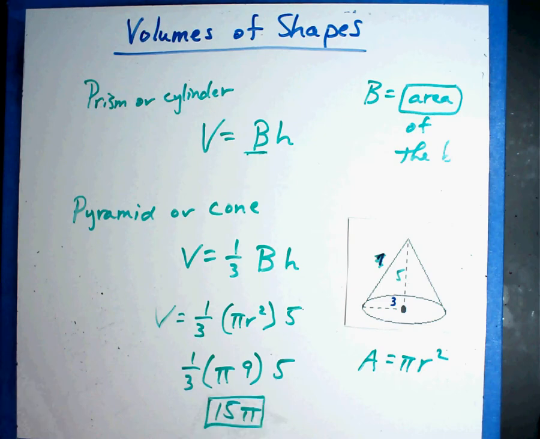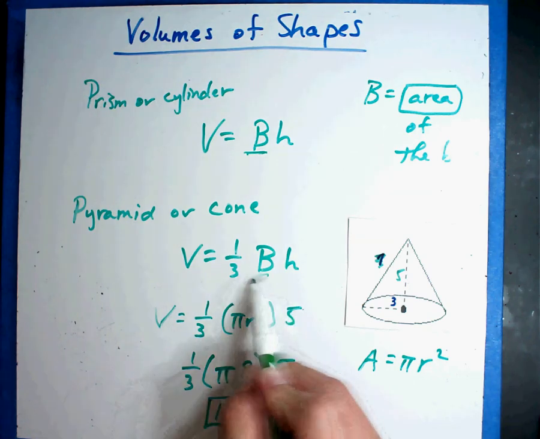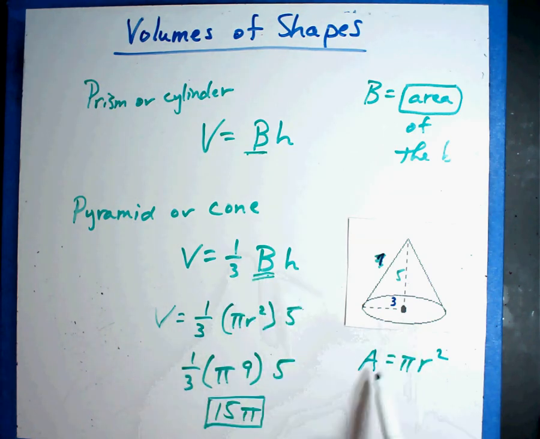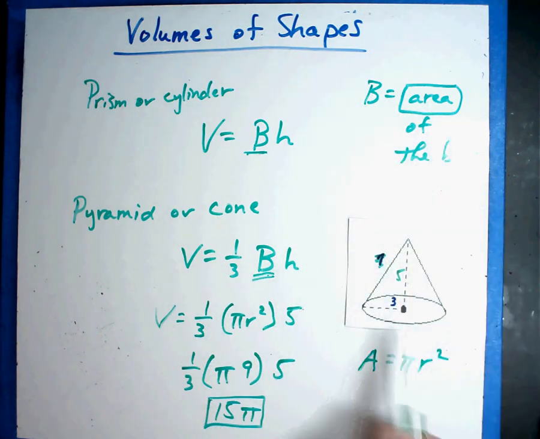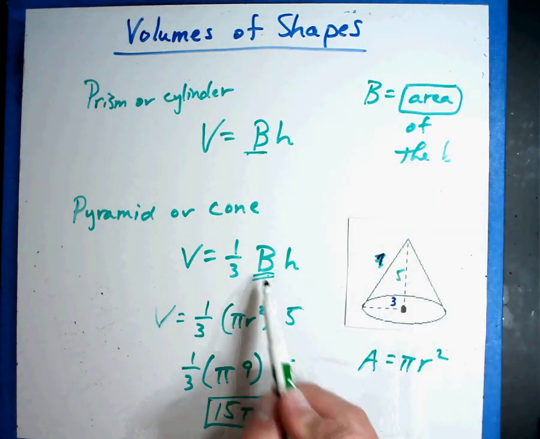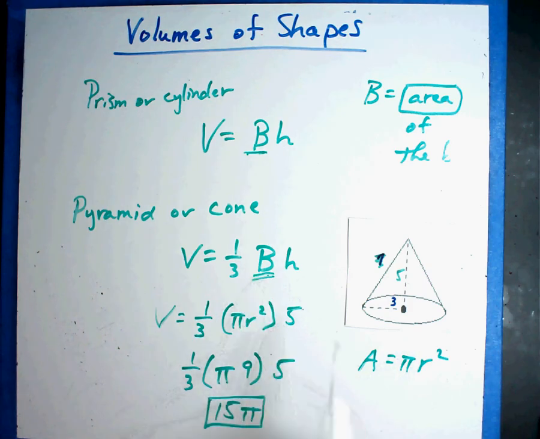You would do the exact same thing for a pyramid. All you do is plug in the numbers where they go. In this case, the base of this picture was a circle, and since B equals the area of a circle, pi r squared, I just put pi r squared in for B times the height, plug the numbers in, and that's what I get.